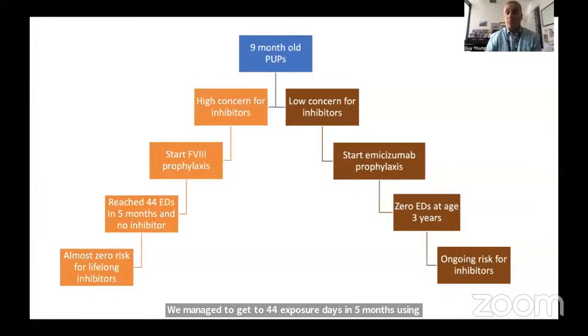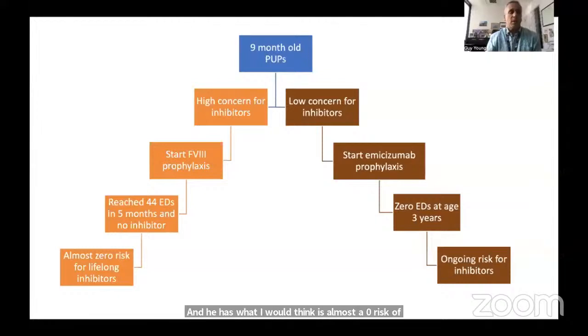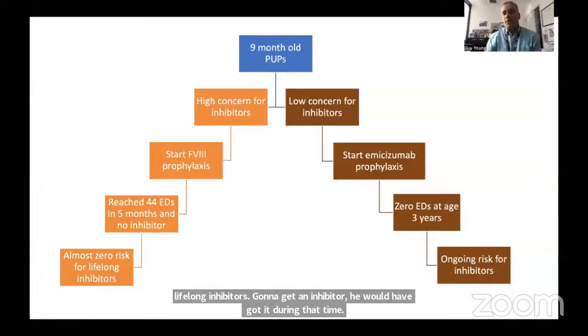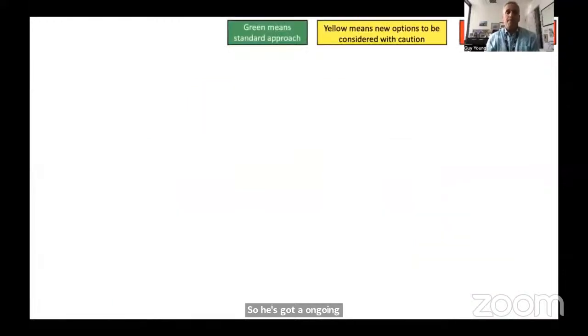We switched him to emicizumab, which he is still on, and he has what I would think is almost a zero risk of lifelong inhibitors. If he was going to get an inhibitor, he would have gotten it during that time. On the other hand, in the brown, there was a mom who wasn't concerned about that. She really wasn't interested in IV infusions and didn't want a port, so they just started emicizumab prophylaxis. And this boy has 0 exposure days now at 3 years of age. So he's got an ongoing high risk for developing an inhibitor at some point in his life.